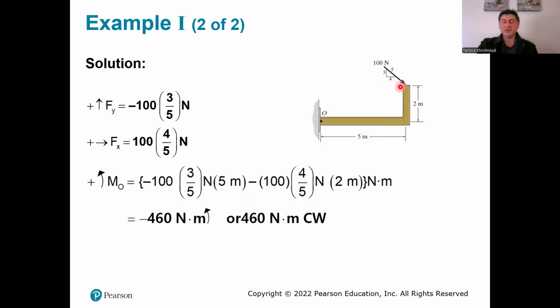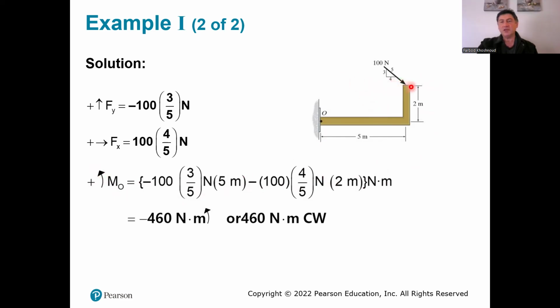And for the force in the x direction, the distance of the line of action to O is 2, so it's multiplied by 2 to calculate the moment. If we assume counterclockwise to be positive, in this case both are creating negative moments. This is because the force in the horizontal direction creates a clockwise moment, which is negative because counterclockwise is positive.